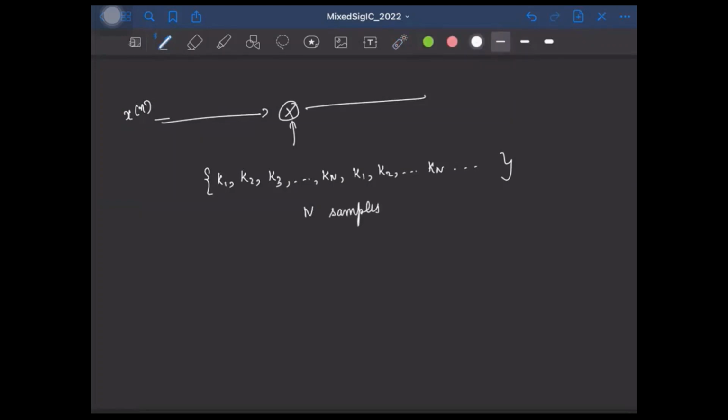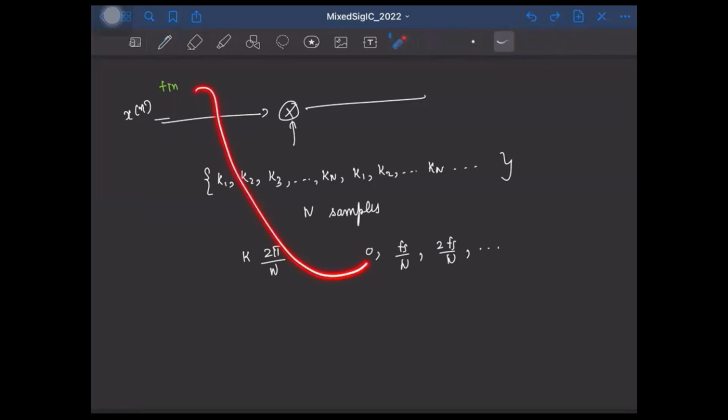Okay, so if you look at the spectrum of this sequence, it will contain tones at multiples of 2 pi by n. So essentially, we'll have tones at 0, Fs by n, 2 Fs by n, and so on. Okay, so if you give a sinusoid at a frequency of Fin at the input, at the output, you will have this Fin getting translated around each of these frequencies. Okay, so you'll have a tone at Fin, you'll have Fs by n plus or minus Fin. Here you'll have 2 Fs by n plus or minus Fin, and so on.